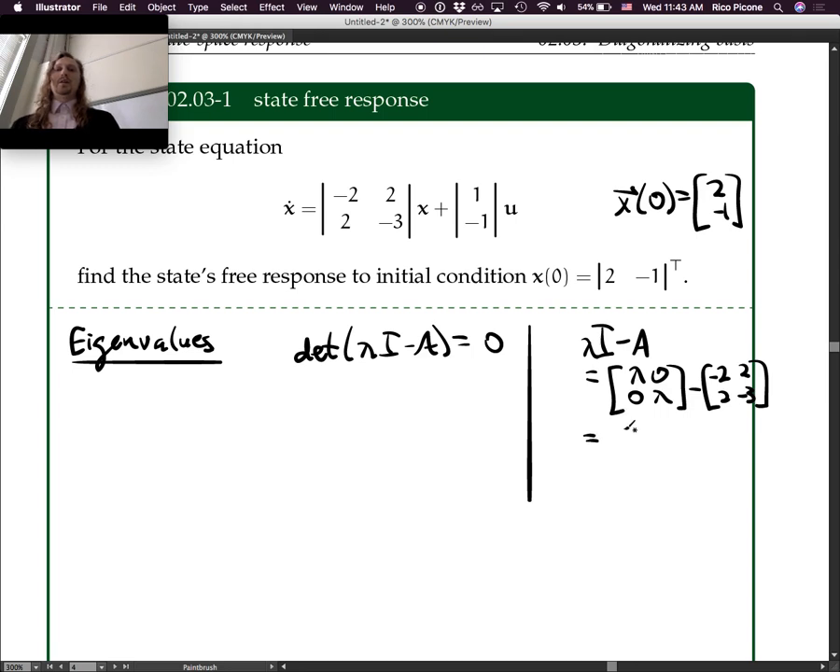And what do we have? Lambda plus 2, 0 minus 2, so negative 2. 0 minus 2, so negative 2. Lambda minus negative 3, so lambda plus 3. That's what I get. Is that what you guys got?